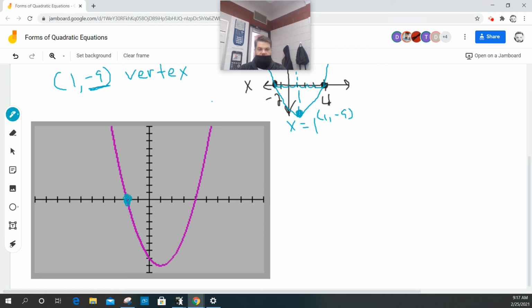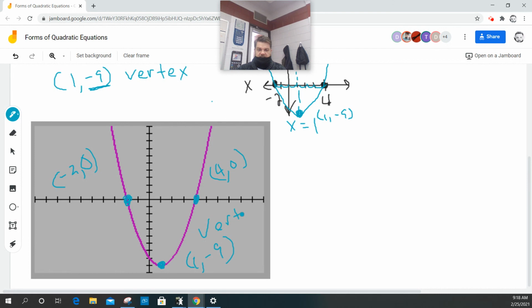Mine's a little sloppier. But as you can see, we did get the points right. This is negative 2 comma 0. This is 1, 2, 3, 4 comma 0. My zeros always look like 6s. I don't know why. And then if I go over 1 and down 9, that's this spot right here, right? So that's 1 comma negative 9. And that is the vertex.